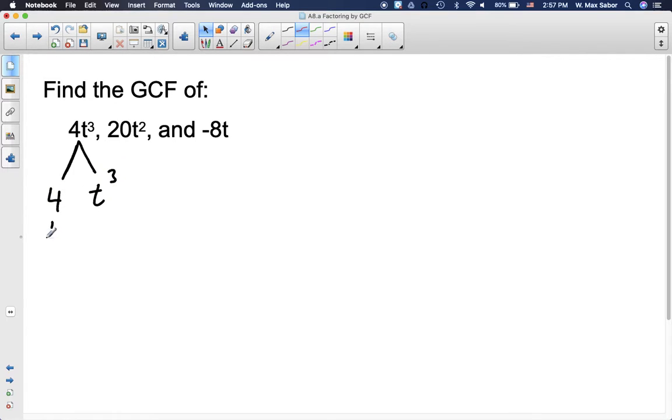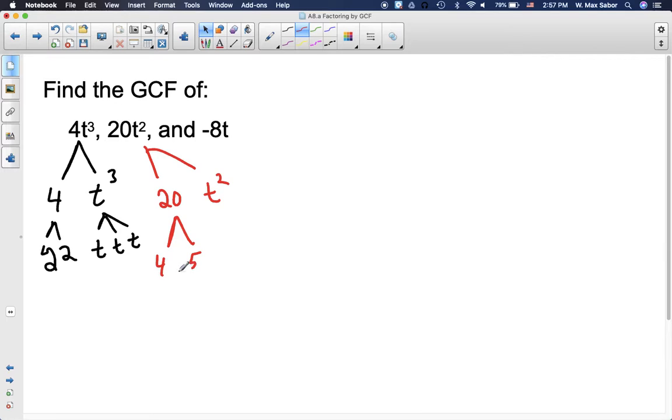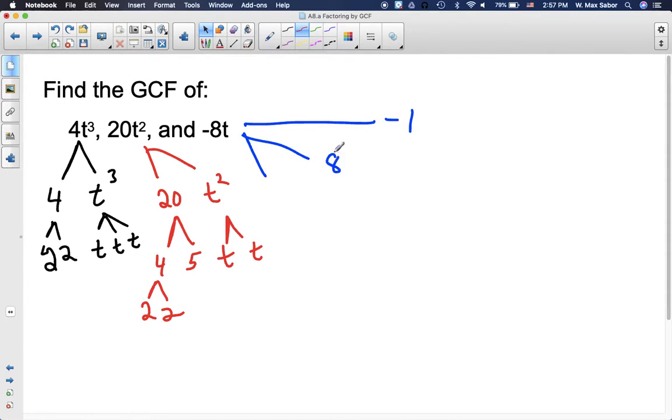So this is 4 times t cubed, this is 2 times 2, and that's t times t times t. 20t squared is 20 times t squared, which is 4 times 5, 2 times 2, and that's t times t. Negative 8t is negative 1, 8, and t, and 8 is 4 times 2, which is 2 times 2.